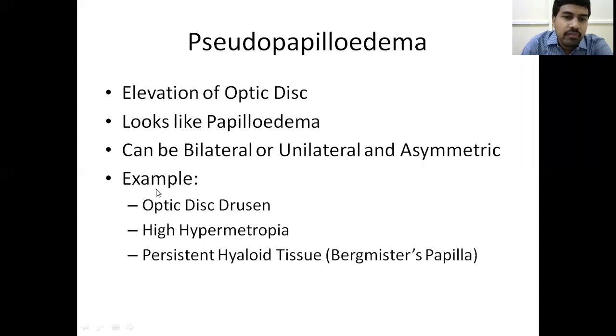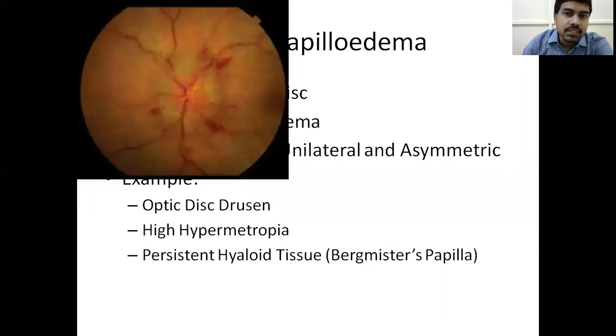Drusen are small refractile bodies, just like the amyloidosis which you have learned in your pathology; it is similar to that. Drusen are small refractile bodies present in the optic nerve. Because of the accumulation of drusen, the disc appears elevated. In high hypermetropia, I told you the eyeball is very small. So when the eyeball is very small, the disc looks elevated. And similarly, persistent hyaloid tissue, Bergmeister's papilla. We have seen Bergmeister's papilla on the optic disc and Mittendorf's dot on the lenticular surface, the backside of the lens.